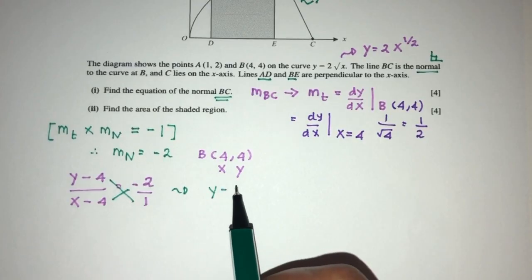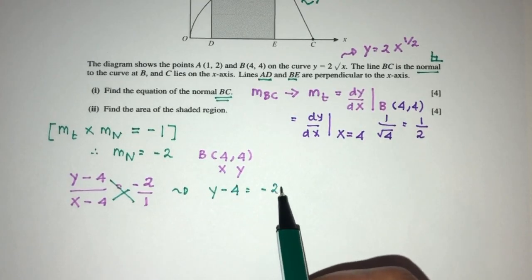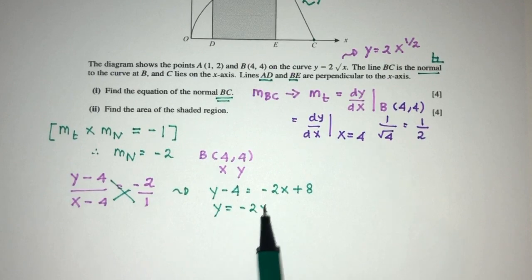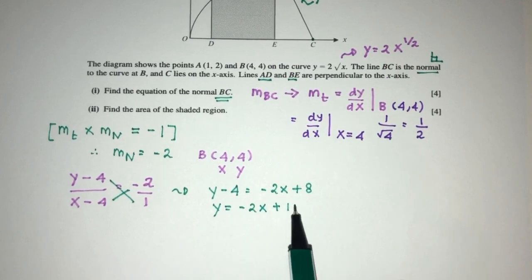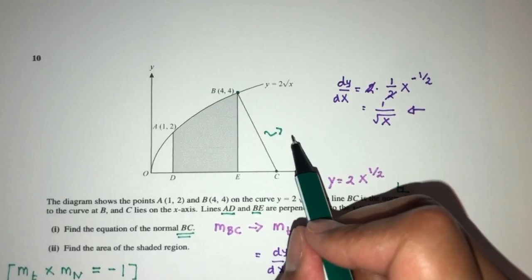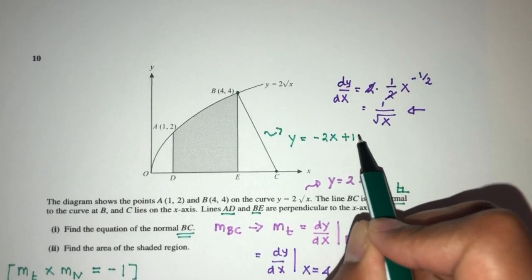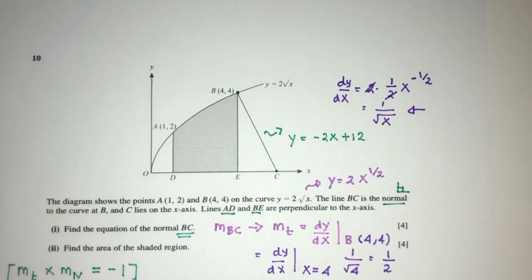So y minus 4 is equal to minus 2x plus 8. That will be y is equal to minus 2x plus 8 plus 4, which is plus 12. That will be my equation of the normal. So y is equal to minus 2x plus 12. Now let's move on to the other question.